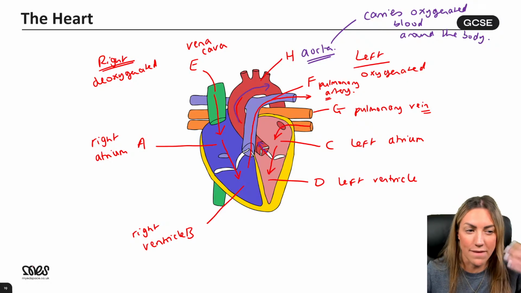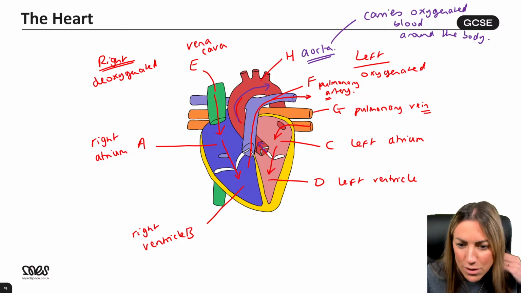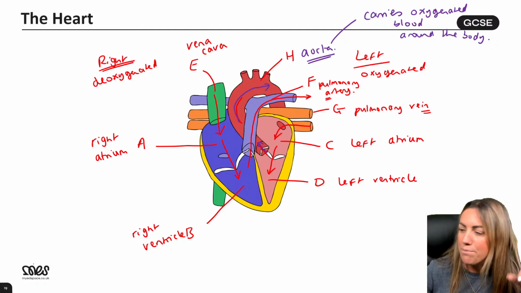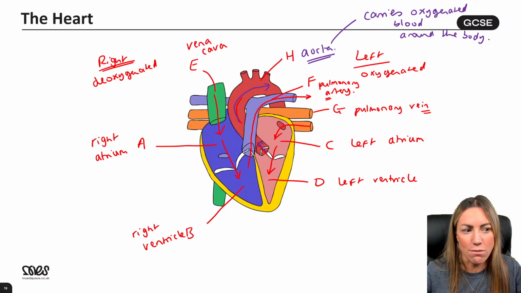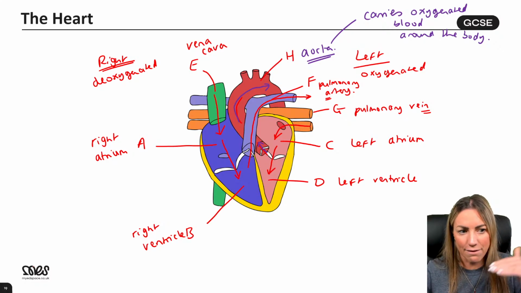Might be more simple than this. This kind of looks a bit overlapped with all the colours and everything, doesn't it? But yeah, label your 4 chambers. Don't get your right and left sides mixed up. Label your 4 blood vessels and have an idea of the way in which the blood flows.